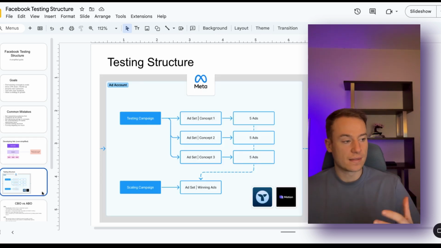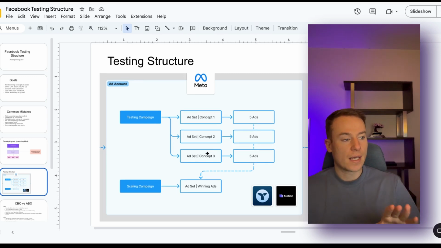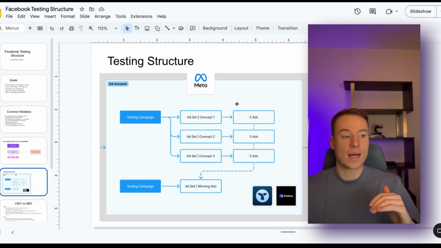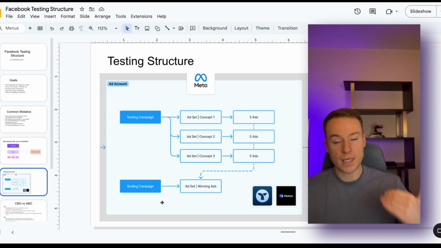But let's go through to testing them. So this is just an idea of what a testing structure might look like. You'd have a testing campaign, and each ad set should be its own concept, so we can clearly look at the ad account and see which concepts are working, which ones are getting spent, and which aren't. And then within these ad sets, you'd have your 3 to 5 ads that you might test. And one way that you can scale from here is just taking the winning ads from all these different ad sets and then putting them into a scaling campaign and pushing more spend behind.